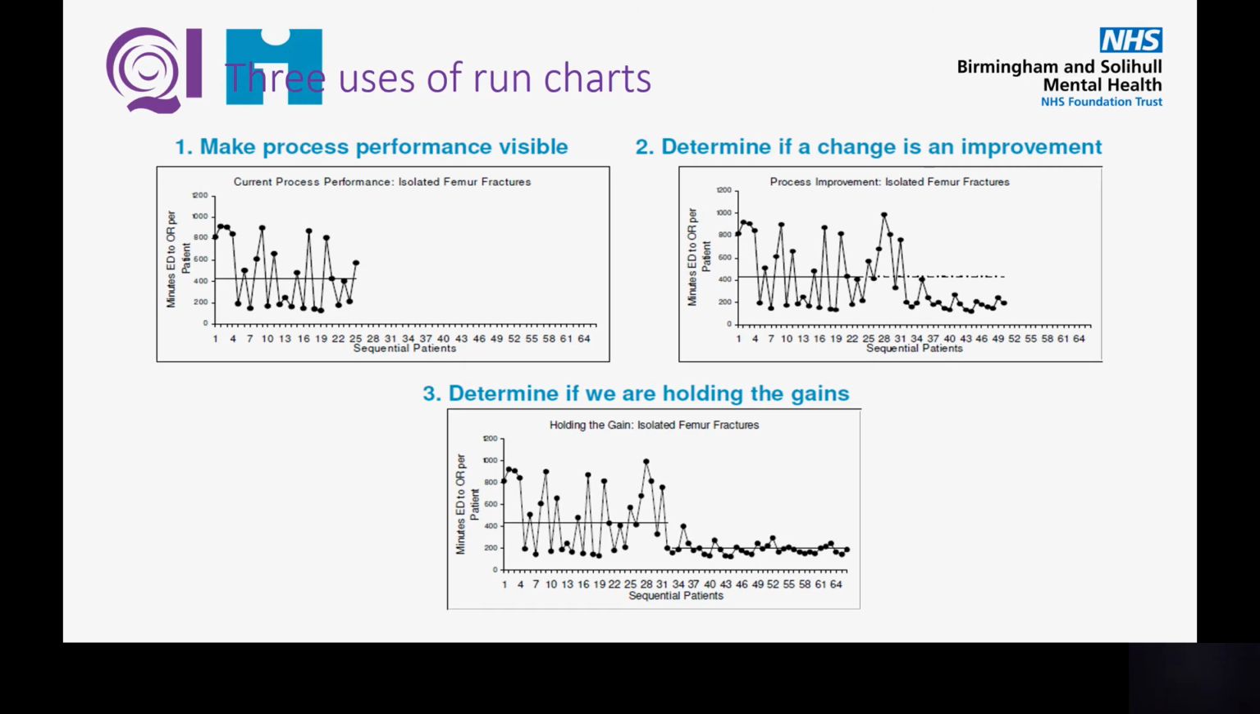Number 2, during a quality improvement project, run charts help us see whether the changes we are making to a system are having the desired impact and leading to improvements in real time. Number 3, after a quality improvement project, run charts can help teams monitor whether the improvements they had made during their project work have led to sustained improvements to the system.